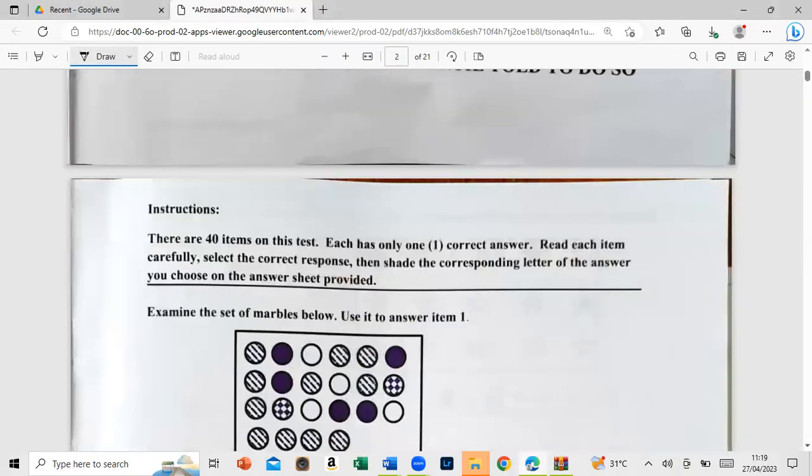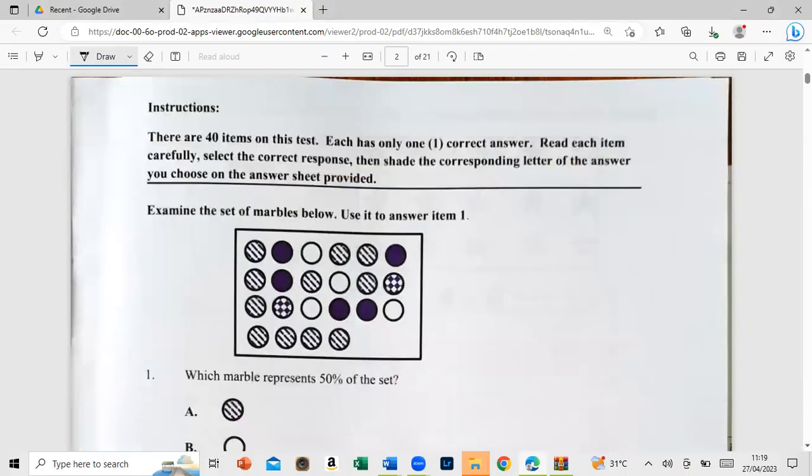Alright, so number one, it says there are 40 items on this test. Each has only one correct answer. Read each item carefully, then select the correct response. Then shade the corresponding letter of the answer you choose. So it says which marble represents 50%.